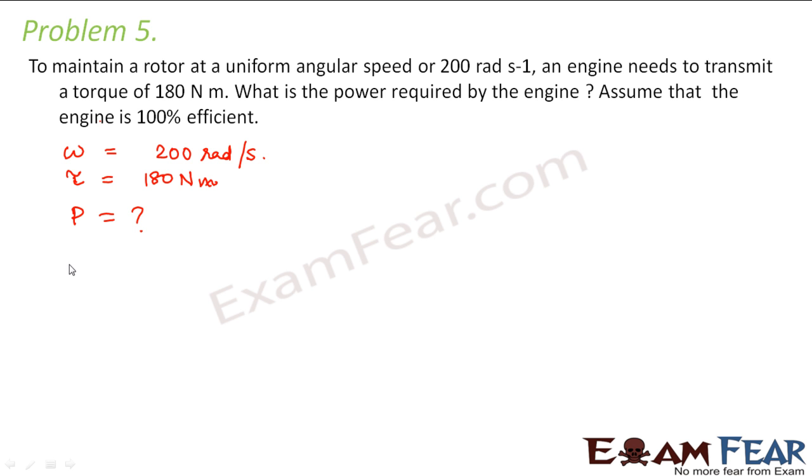So how do we calculate power? Power is given by torque into angular velocity. That is what we saw, that in case of rotational motion, power is given as torque into angular velocity. So it is a straightforward problem. It becomes 180 into 200, that is equal to 36 into 10 to the power 3, which is equal to 36 kilowatts.